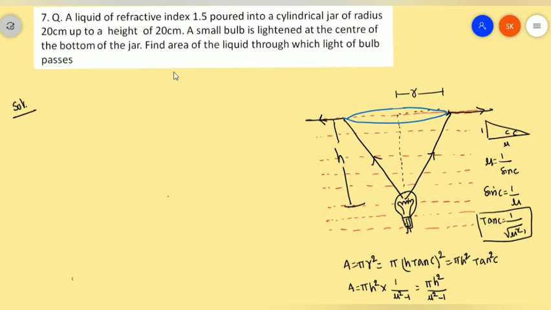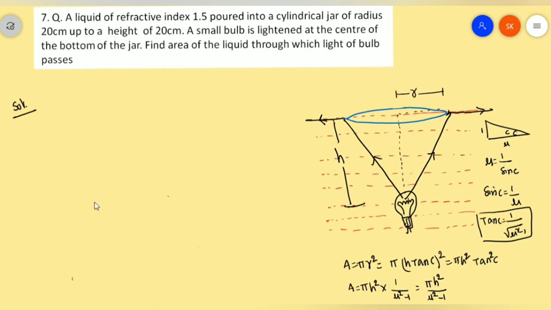The jar radius is 20 centimeters. Jar height is 20 centimeters. At 20 centimeter depth we kept one bulb. Actually, the bulb is kept at 20 centimeter depth in the water, and that bulb emits the light. That light passes through a certain area. That area we have to find out.